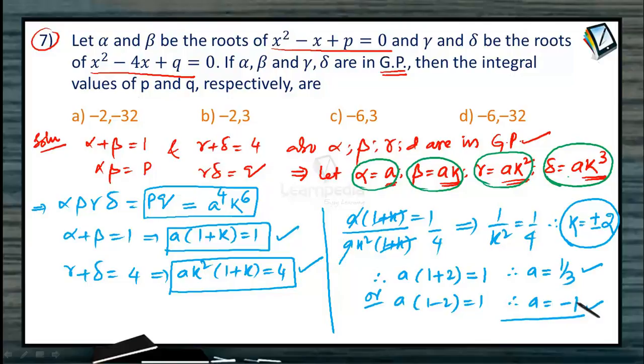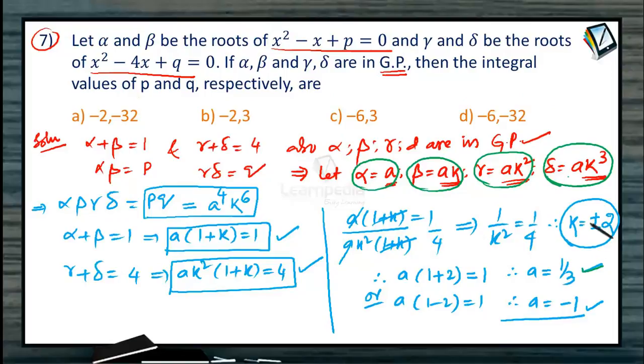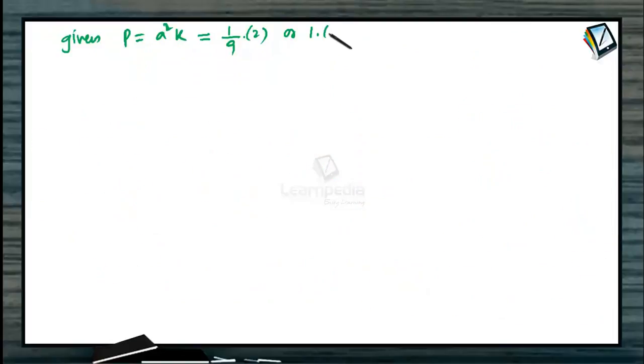Based on this, let us find the values of p and q, as we have p equal to alpha beta and q equal to gamma delta. So p is a into ak, that is a²k. If a is 1/3, that is 1/9 into k equals 2, and if a is −1, then k is −2, so a² is 1 into −2. So the value of p becomes 2/9 or −2.